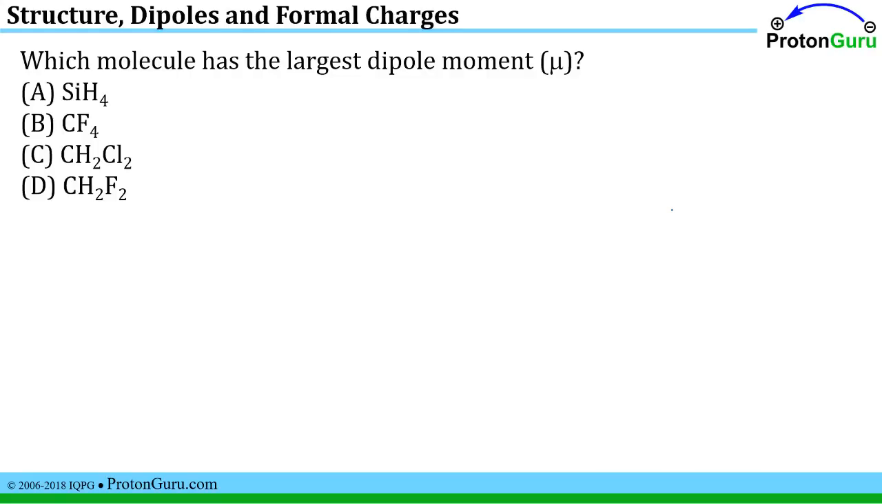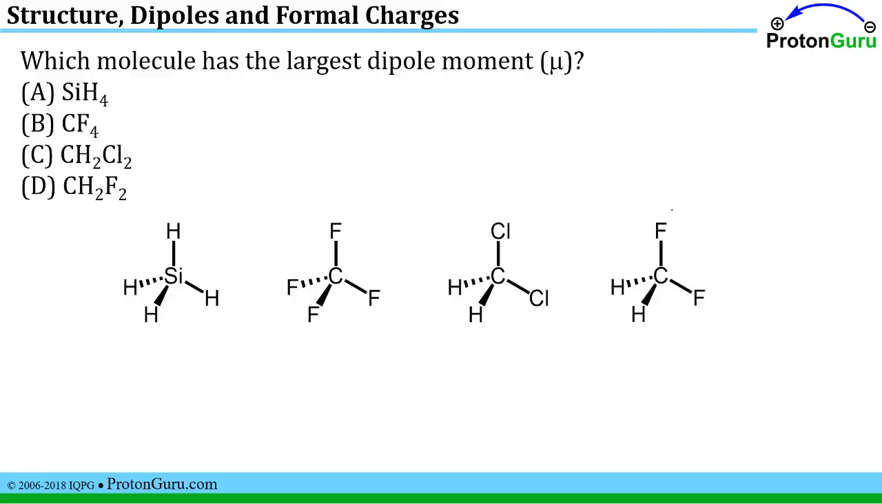Which molecule has the largest dipole moment again? And again, we'll have to draw these out, and these molecules all have a tetrahedral shape. So we have a net dipole moment of zero in cases where you have a symmetric distribution of all the same type of atoms around a central atom in the tetrahedron.